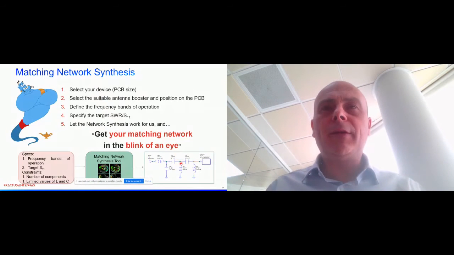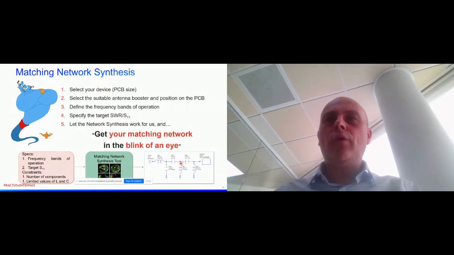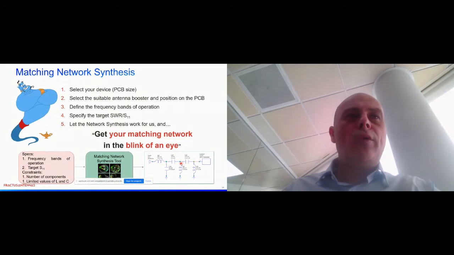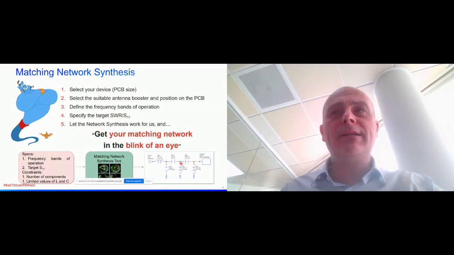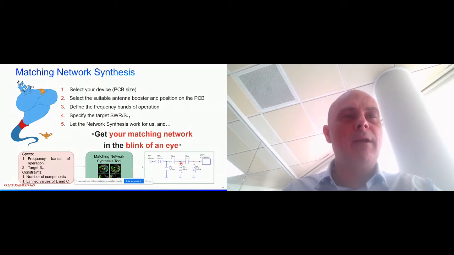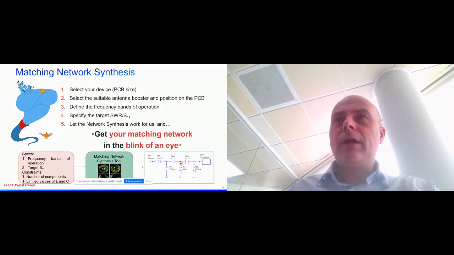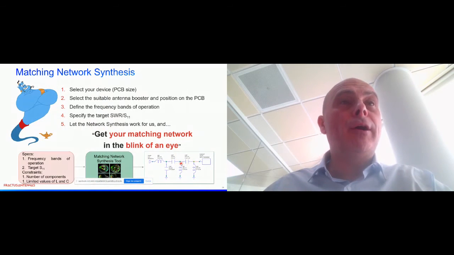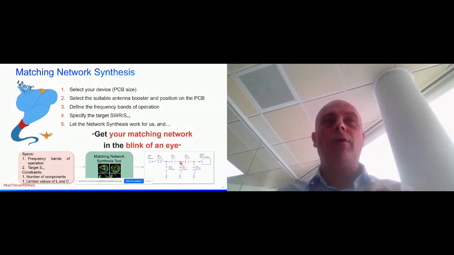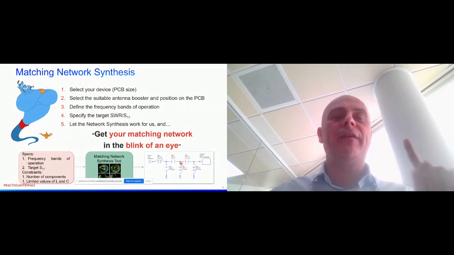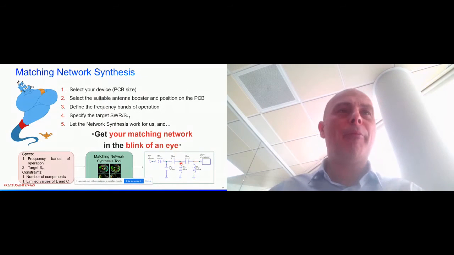Let's see the particular example for the generic node. We have the generic node. We have selected the PCB in our library. It's 60 by 30. It's very similar to the generic node platform. We choose the antenna booster D1 because it's very small. By the way, it's lambda over 50. This is pretty small.